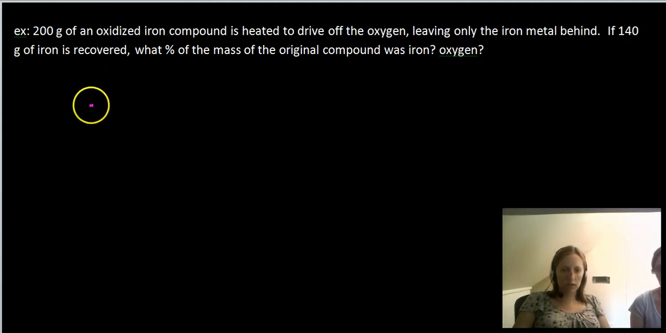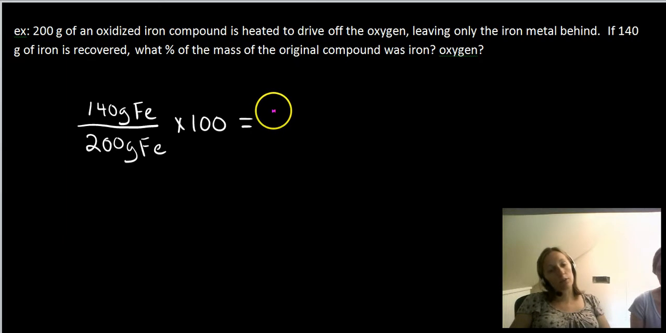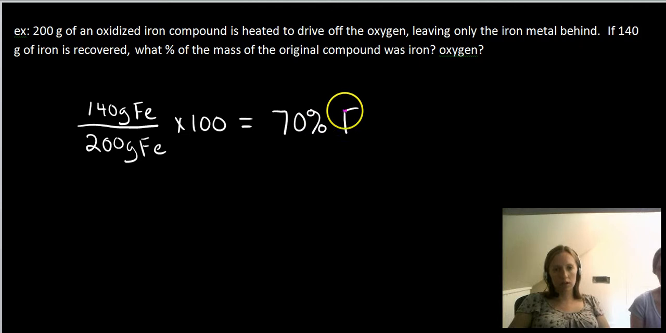So this is the part that we care about: 140 grams of iron. The whole is 200 grams. And that's times 100. And since we're going to work on our brainy math skills here, that's the same as 70 over 100, or 70%. 70% iron.